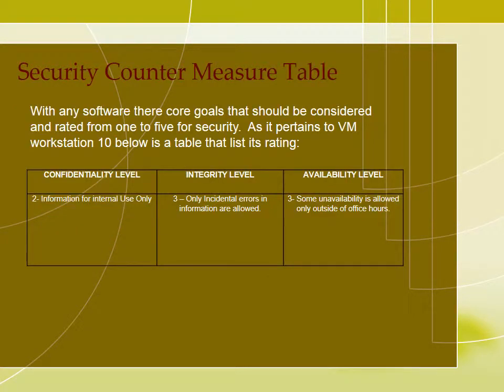Next, with any software, their core goals should be considered and rated from 1 to 5 for security countermeasures. As it pertains to VM Workstation 10, below is a table that lists its rating. Confidentiality level, I rated as a 2. Information for internal use only. Integrity level, I rated as a 3. Only incidental errors and information are allowed. And lastly, availability level, I rated it as a 3 as well. Some unavailability is allowed only outside of office hours.